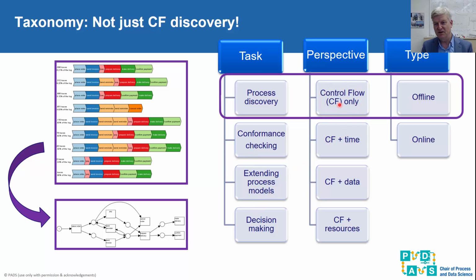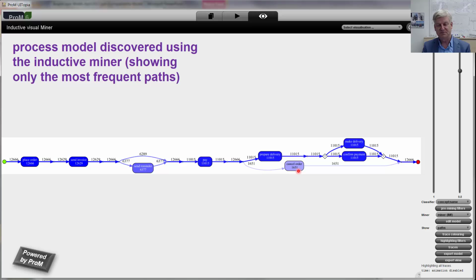Next to the control flow perspective, of course, we can also take a look at time. We already saw that a bit. Data, for example, what are the descriptive variables that are explaining certain choices, certain delays. We can also add the resource perspective, like to add information about what the roles are, which people are involved in executing activities, etc. So this is just the tip of the iceberg.